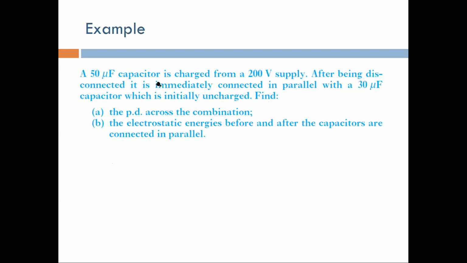A 50 microfarad capacitor is charged from a 200 volt supply. After being disconnected, it is immediately connected in parallel with a 30 microfarad capacitor which is initially uncharged. Find the potential difference across the combination, and the electrostatic energies before and after the capacitors are connected in parallel. Okay, how can we solve this problem?